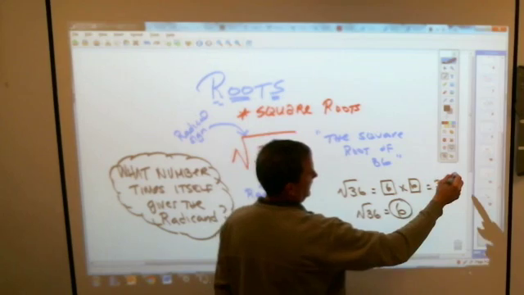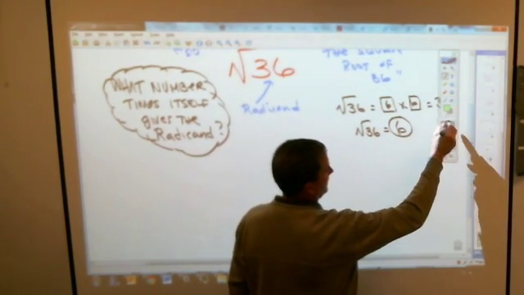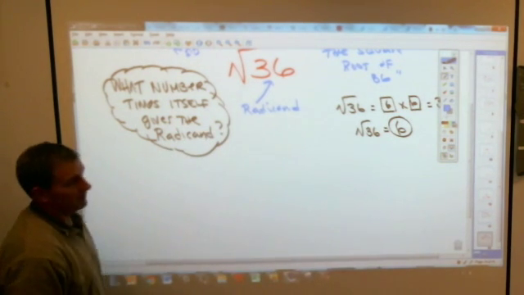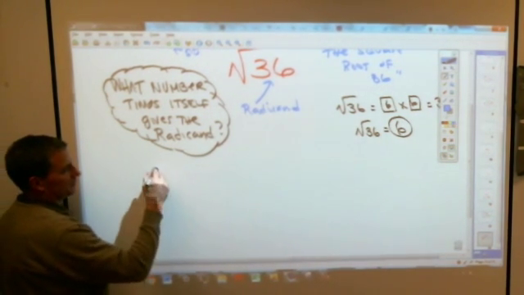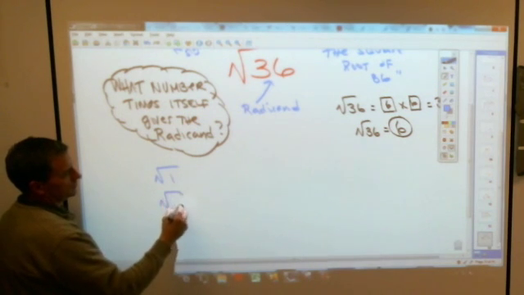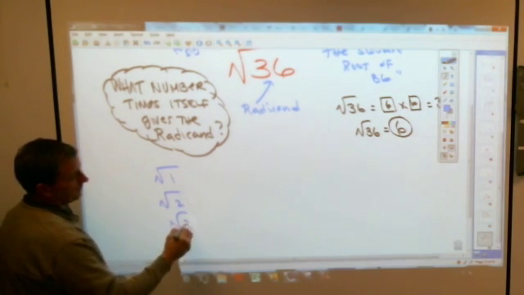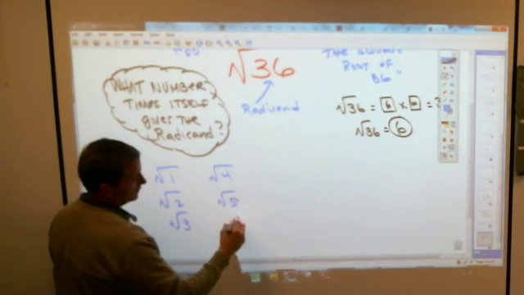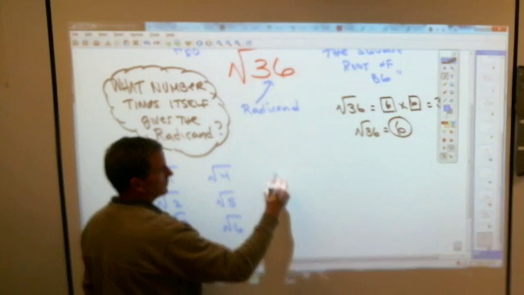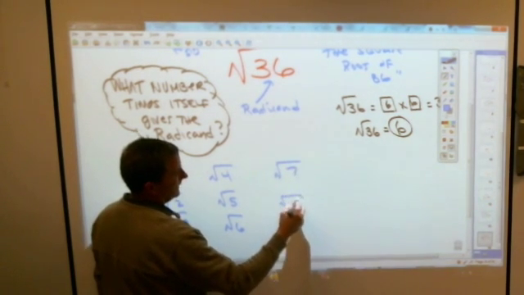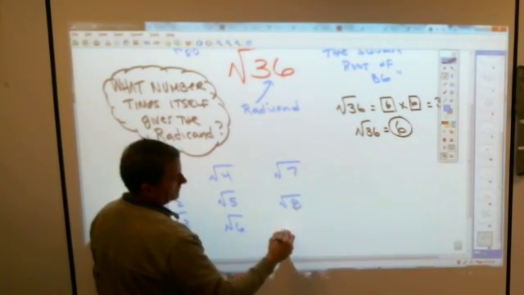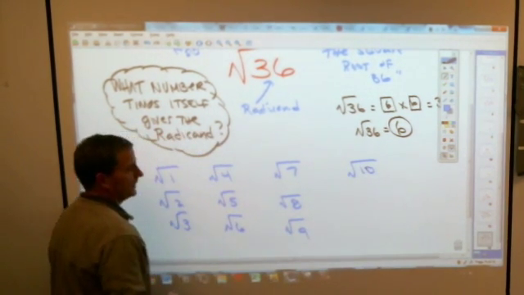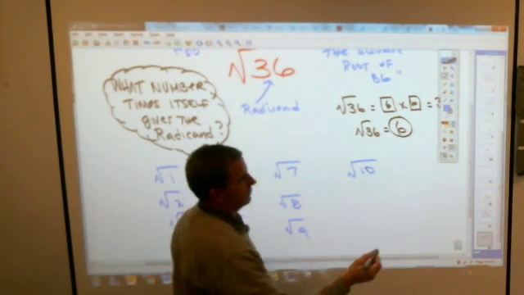Now the unfortunate thing about square roots is there are only a certain amount of them that actually work out. For example, let's write these down. The square root of 1, the square root of 2, the square root of 3, the square root of 4, the square root of 5, the square root of 6, the square root of 7, the square root of 8, the square root of 9, and the square root of 10. Let's look at what the answers to these may or may not be.